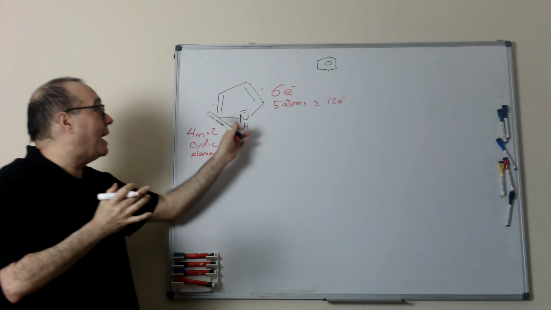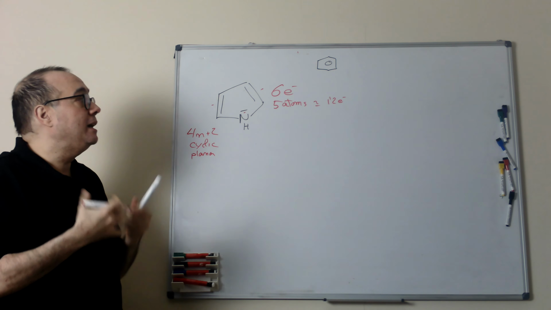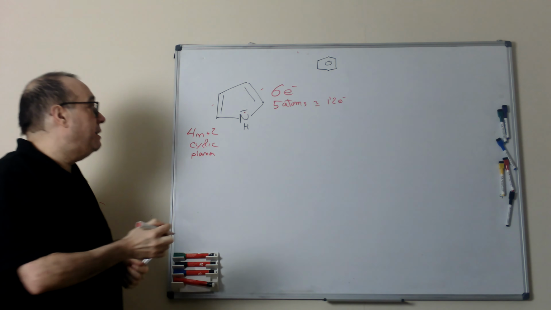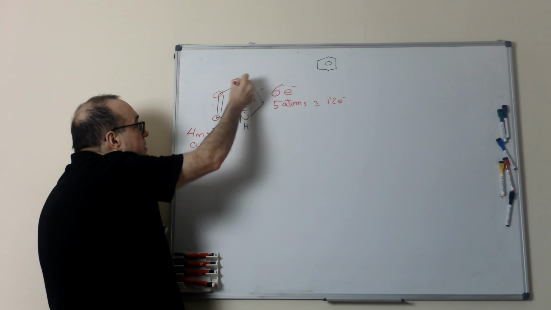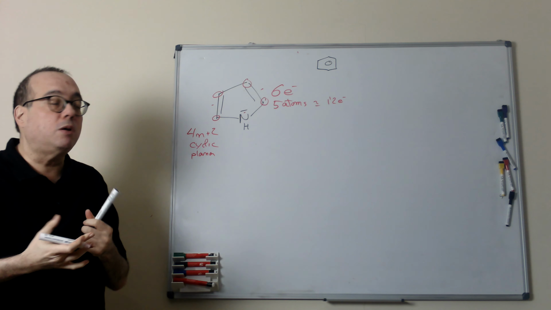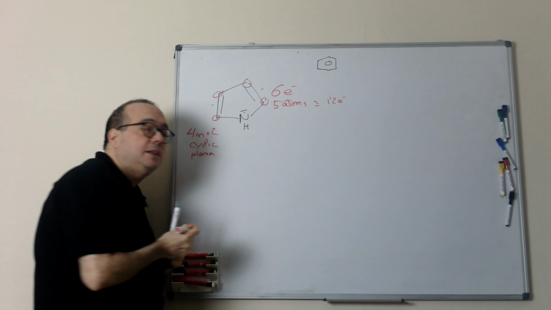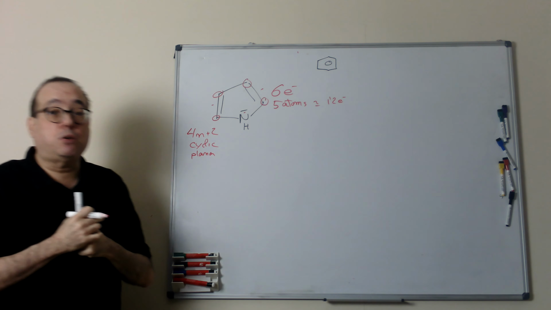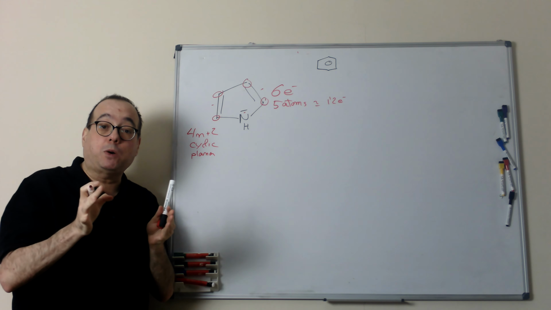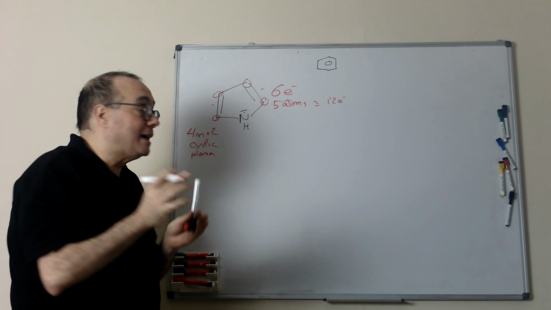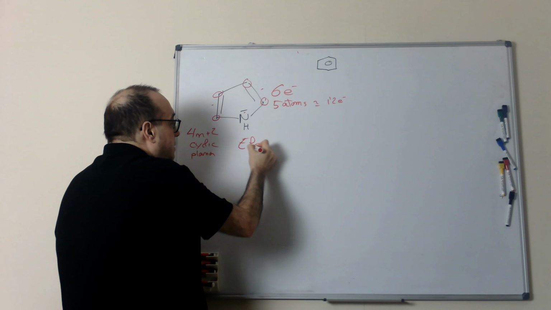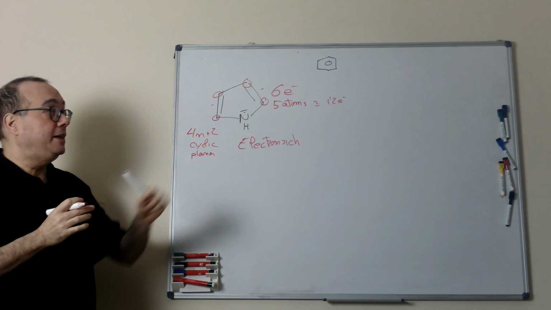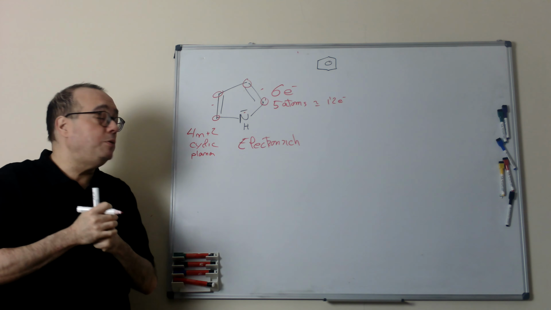I understand that the nitrogen is more electronegative than the carbons and will have slightly more electron density. But even with this, each of these carbons will have more than 1 electron. That means this ring will be electron rich. And this is the most important point, because this will define the chemistry of the pyrrole.